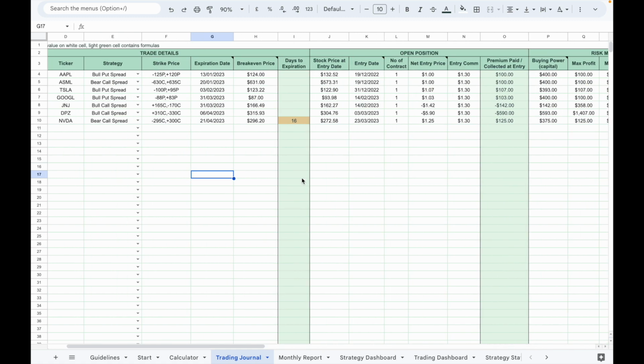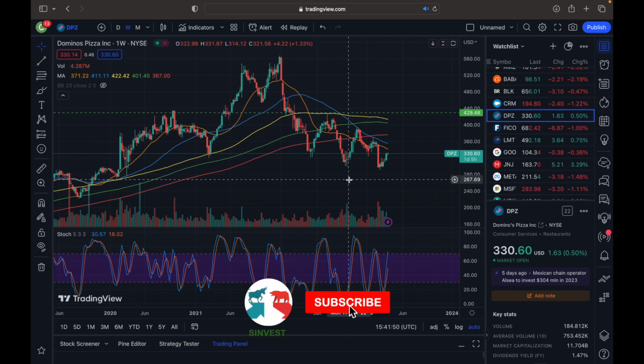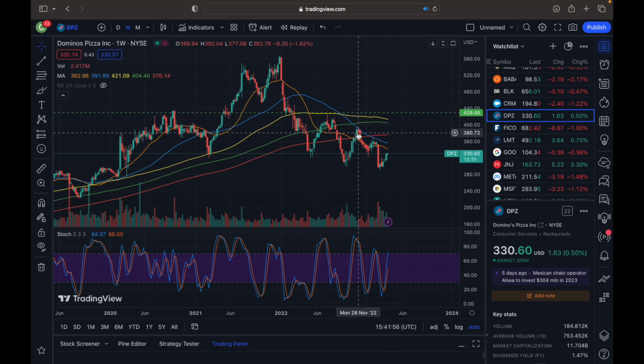To provide an example, one of the trades I took was on Domino's Pizza back in March. The stock price fell significantly after the earnings release to the previously established swing low, which it closed with a bullish ice cream bar and coincided with stochastic oversold, which is a strong bullish confirmation signal.